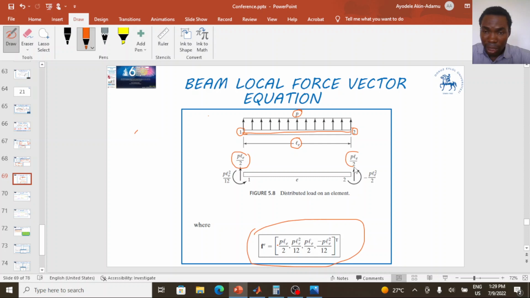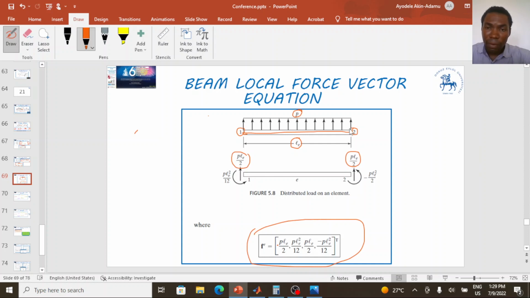Also the same thing at node 2, PLE divided by 2, where you sum the two, you get PLE, which is actually the resultant of the load on the finite element. The resultant of the load on the finite element is P times LE, and when you add these two, you get P times LE. So the load is just shared equally between the span.